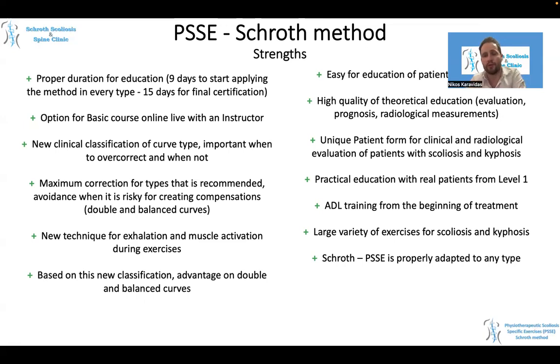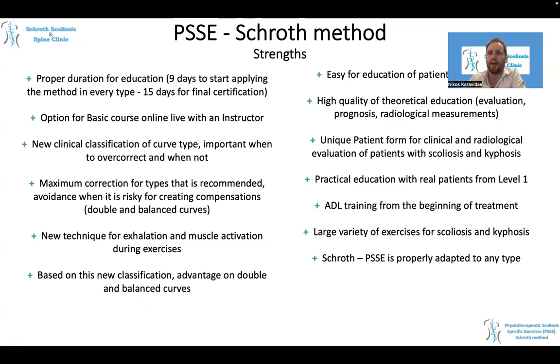However, at this point, I need to pinpoint that, of course, we offer many exercises in our education, but this does not mean that the most important thing is the quantity of exercises. It always should be the quality of exercises, so how the patient is able to go at a very good technical level to perform the exercises.